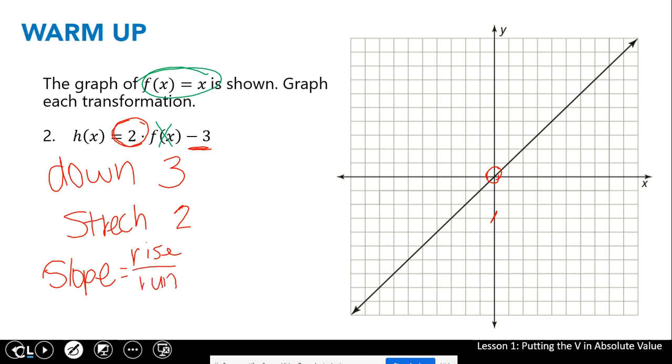over our run. And this is obviously a whole number, so we are going to be able to put a 1 beneath it because 2 divided by 1 is still 2. So we're going to rise 2, and you always run to the right. So got a point there. And then again, we'll rise 2 and run 1. And since our slope is positive, we know we're headed in that direction. Perfect.